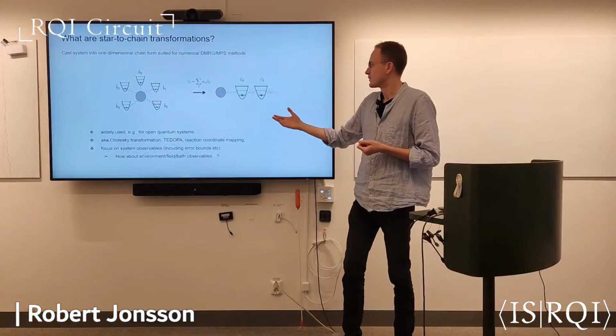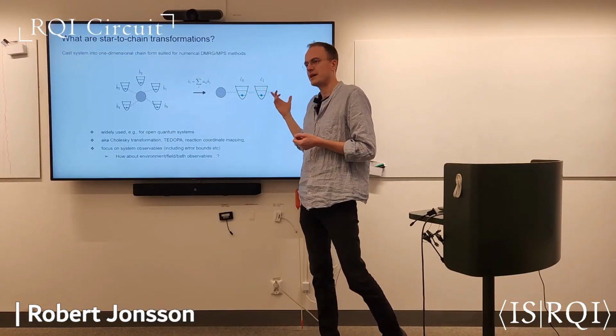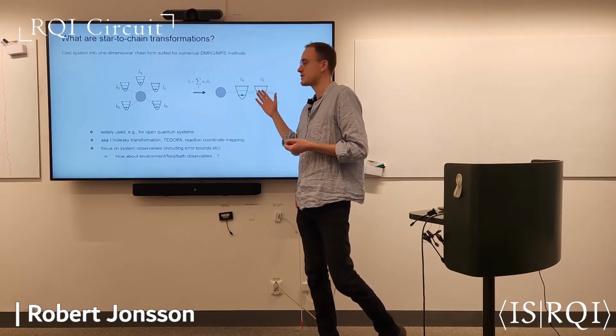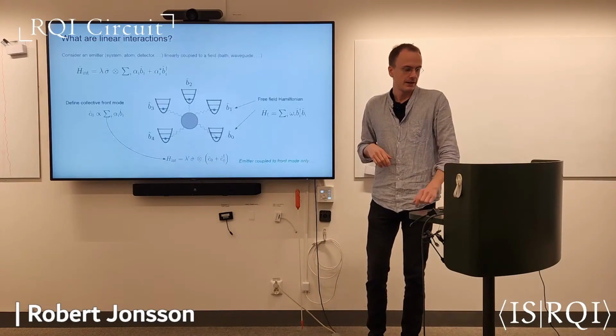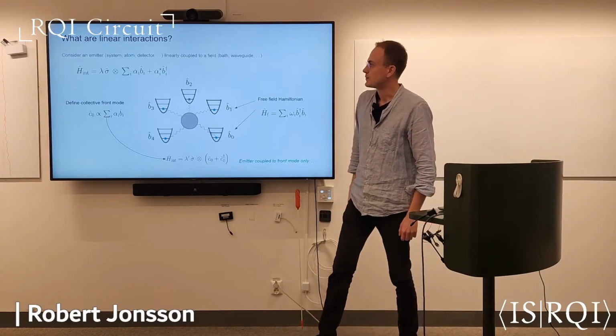We wanted to keep track of the bath and in particular evaluate radiation, that is an observable on the bath, and see what we could achieve there. Now I said linear interaction. What do I mean by that?